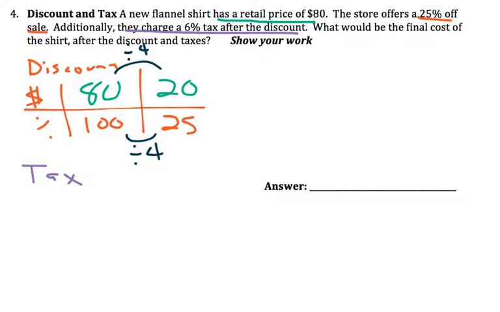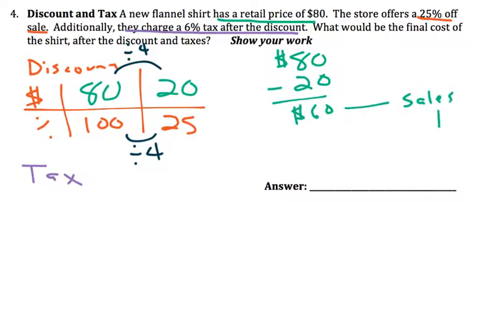So let's see what we have so far. We have $80, and then we subtract our discount, equals $60, and that is the sales price. So now the next step is to figure out a 6% tax on that sales price.